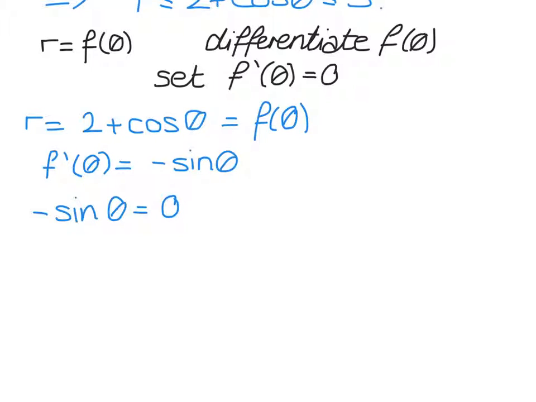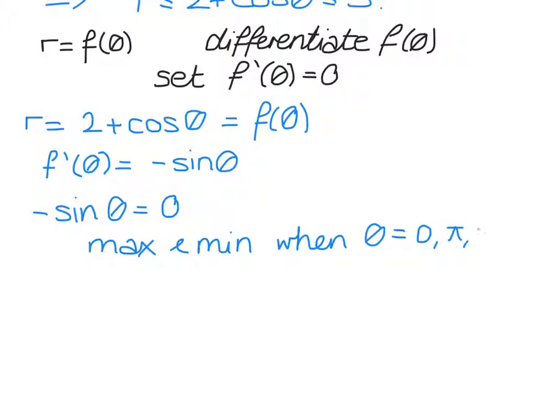And solving tells us that we get our maximum and minimum values when theta equals 0, pi, 2 pi, etc. So then let's look at cos theta at these values.